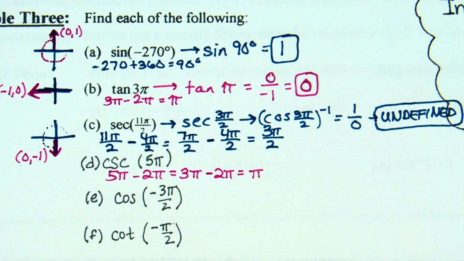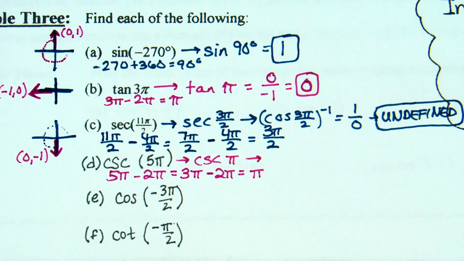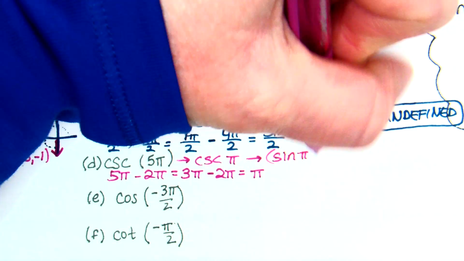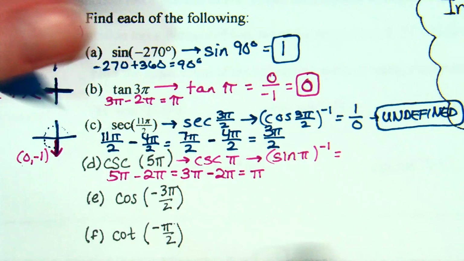All your odd whole numbers always land up at 1 pi. So let's see, what are we doing? We're doing the cosecant of pi. What's the reciprocal function of cosecant? Sine. So we're going to do the reciprocal of sine of pi.